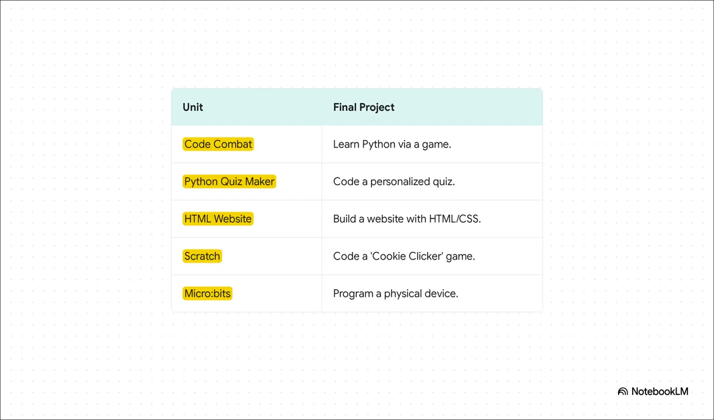And over on the coder path, it's just as hands-on, just a different set of tools. They might learn the basics of Python by playing a game called Code Combat, and then immediately turn around and use that knowledge to code their own Python quiz. They build a multi-page website with HTML and CSS, the real deal. And they even get to program physical devices called microbits. It's all about applying logic in a very real, tangible way.